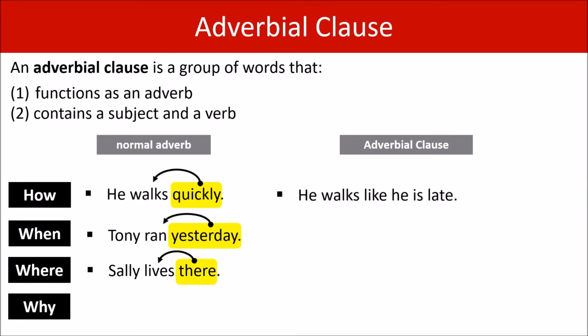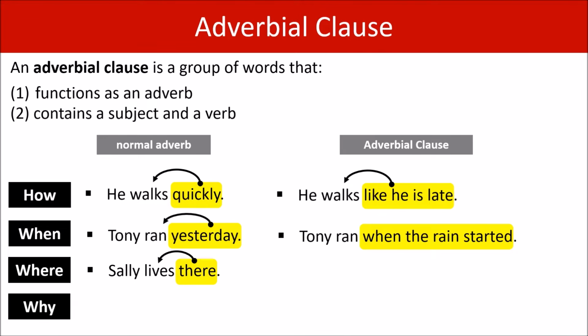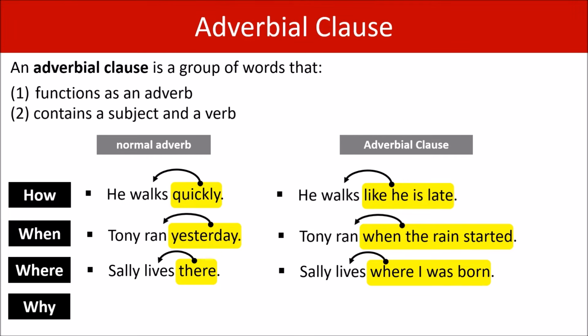Here are some very similar examples, but this time we've used an adverbial clause. So he walks like he is late. The text in the yellow is an adverbial clause. It modifies walks and it tells us how. Tony ran when the rain started. When the rain started is an adverbial clause. It modifies ran and tells us when. Sally lives where I was born. Where I was born is an adverbial clause. It modifies lives and tells us where.